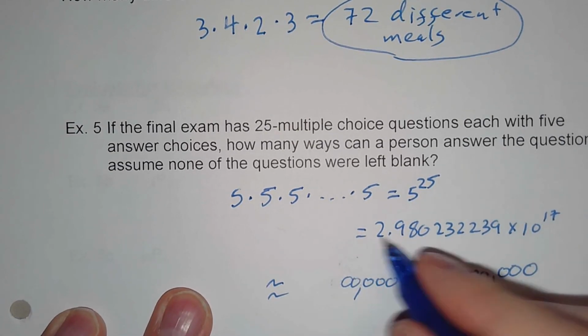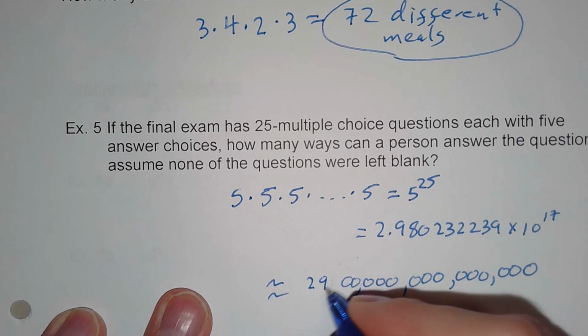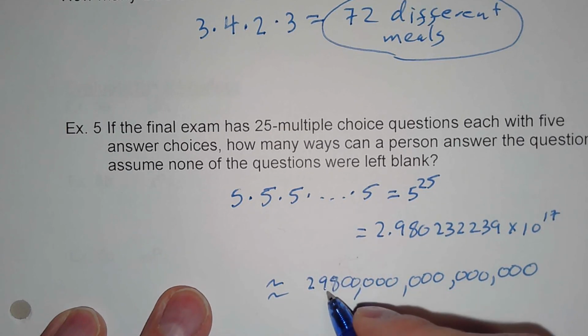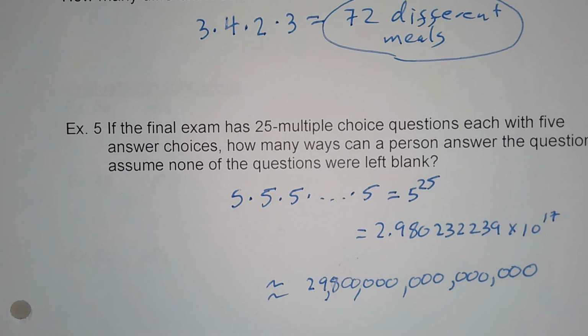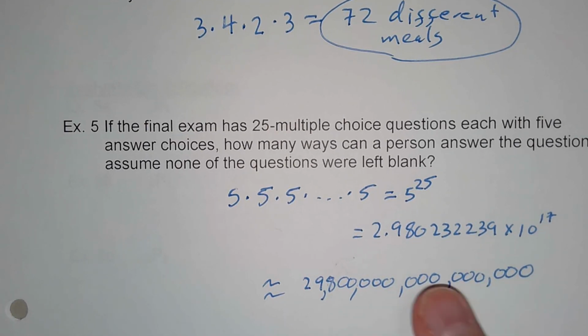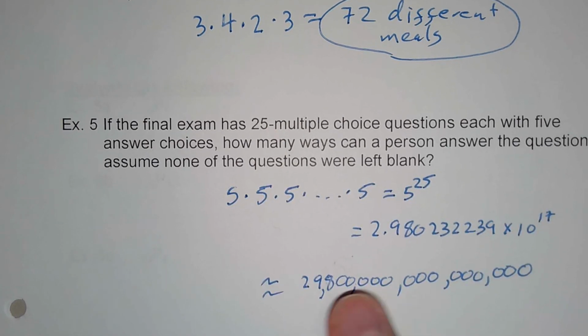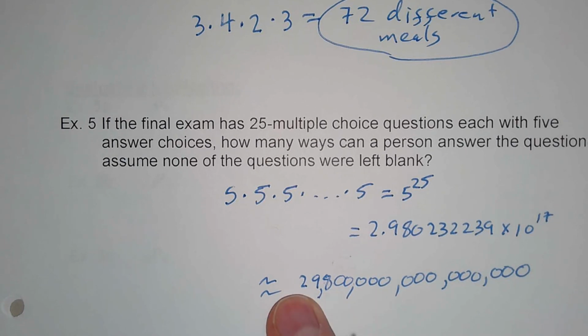So the first three digits are going to be 2, 9, 8, and then it's going to be followed by 14 zeros, approximately. I've rounded off here. So thousand, million, billion, trillion, quadrillion, and I think that's quintillion, but you can look that up. In either case, it's a large number.